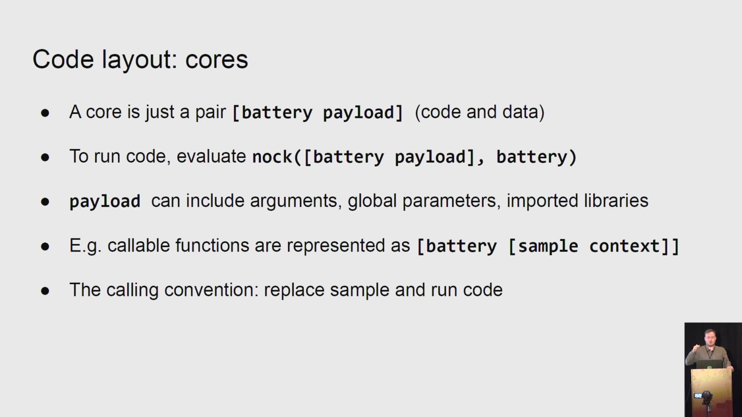Payload here would include something like arguments, global parameters, or imported libraries, which would also be cores. And callable functions are represented in a similar way, except we split the payload into another cell, and the sample here is the actual argument. And the calling convention for these callable functions is: replace the sample and run the code.